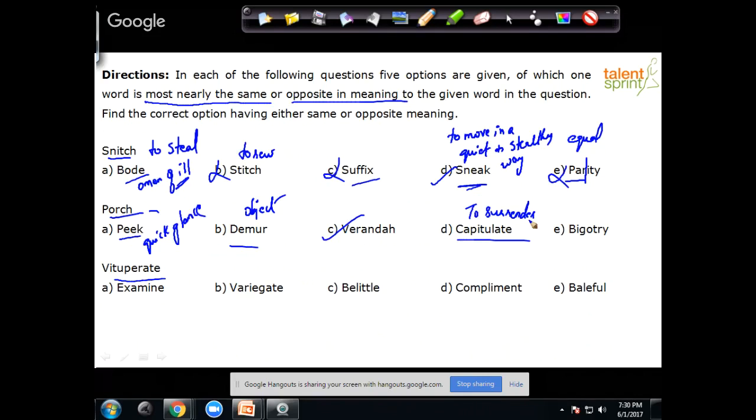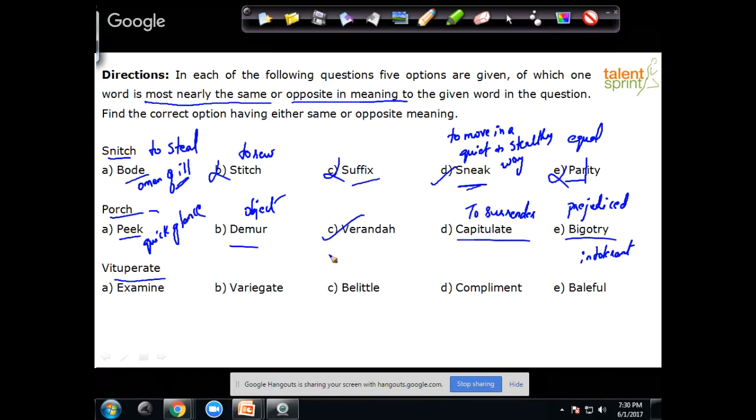Right? Bigotry. Bigotry again is a very, what do I say? We don't use this word. It's more to do with being very intolerant towards somebody's behavior. Basically, you're prejudiced. That's the word actually. You're prejudiced. You're intolerant towards someone's behavior. That's bigotry. So, porch veranda, that's your answer.